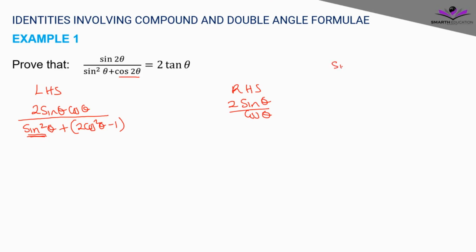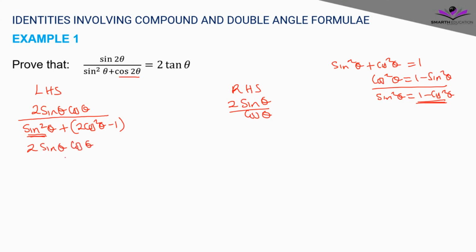Remember from this identity, sine squared theta plus cos squared theta is equal to 1. We can say that cos squared theta is equal to 1 minus sine squared theta. Remember this one, please. Even sine squared theta is equal to 1 minus cos squared theta. So now we can replace sine squared theta with 1 minus cos squared theta here. So we have 2 sine theta cos theta over 1 minus cos squared theta, then plus, you can remove the bracket here, 2 cos squared theta minus 1.